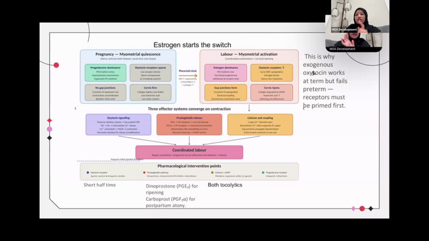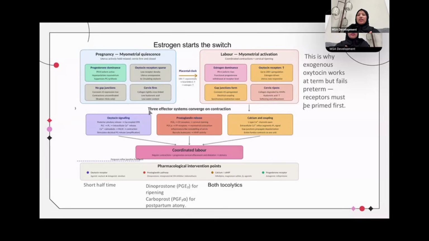Now, this is why exogenous oxytocin, when you give someone oxytocin from the outside, only works when the person is at term, because of these receptors. Before that, if you give oxytocin to someone who is pregnant at 20 weeks, 21 weeks by mistake or something, there are no receptors. So the woman will not be induced into labor; there will be no induction of labor.